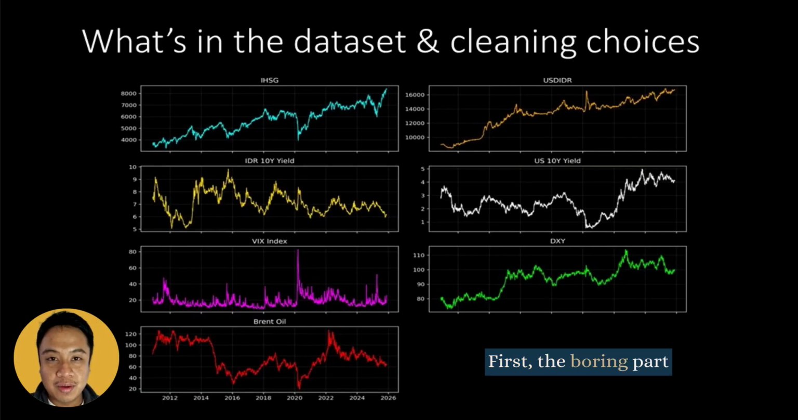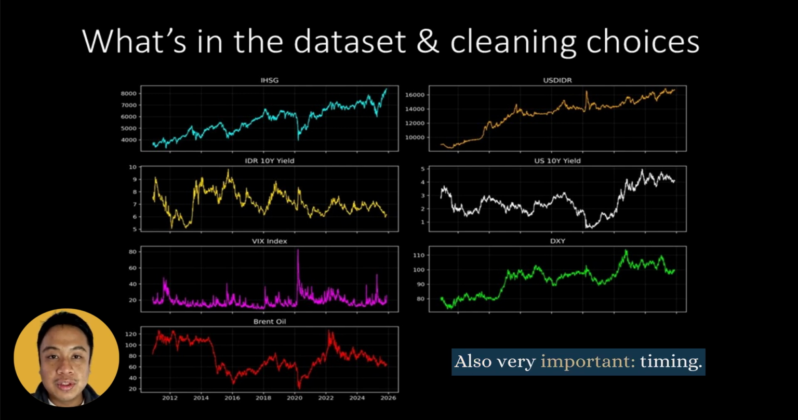First, the boring part that decides whether your results are real, the data setup. I'm using IHSG, USDIDR, IDR 10-year bond, US 10-year bond, VIX, DXY, and Brent. Key point: these are different asset types, so they cannot be compared in raw levels. So I transform them into a consistent change representation, align calendars, and handle missing days.